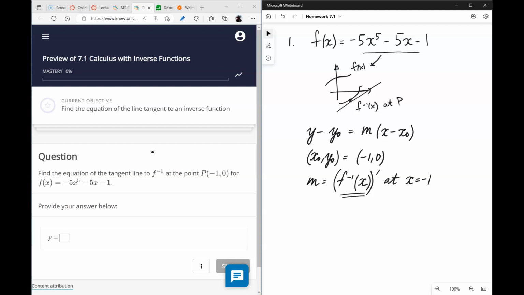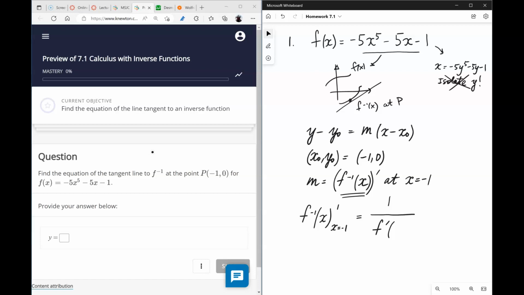Well, one way would be to actually find the inverse function, but in this case it would be impossible to isolate y once you do the first step of swapping x and y. So we just cannot do that. So what do we do instead? Well, instead we're going to use the relation that says that the derivative of an inverse function is the reciprocal of the derivative of the original function at the corresponding point. So the derivative of this function evaluated at x equals -1 is the reciprocal of the derivative of the original function, but evaluated at the corresponding point.